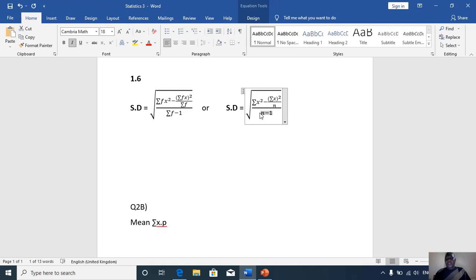Now, a question will always highlight whether you're dealing with a sample. They may say straightforwardly that this data is about the sample, or they may indicate that this data is about the population.